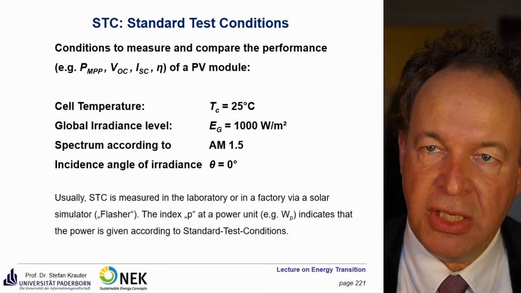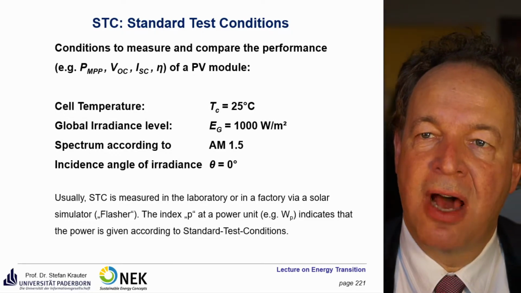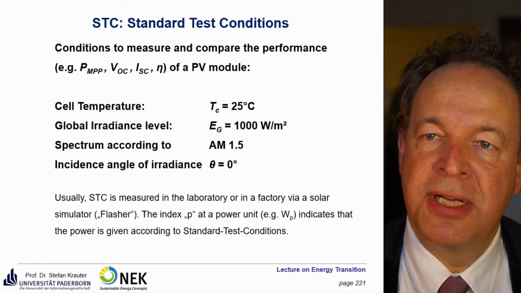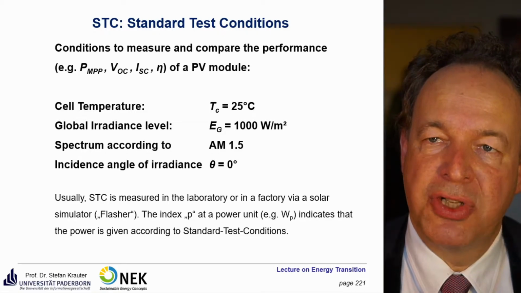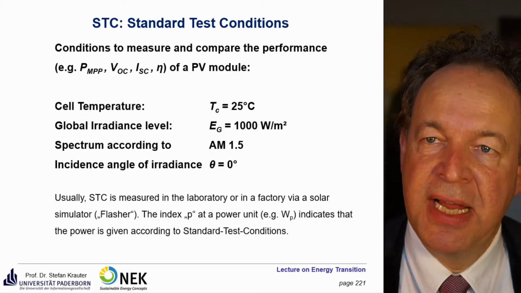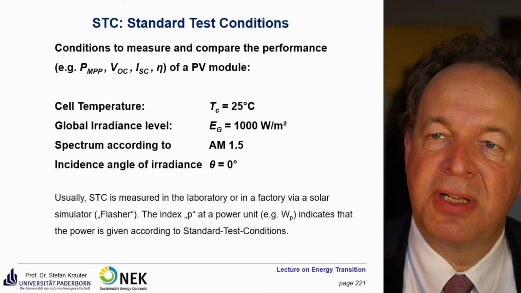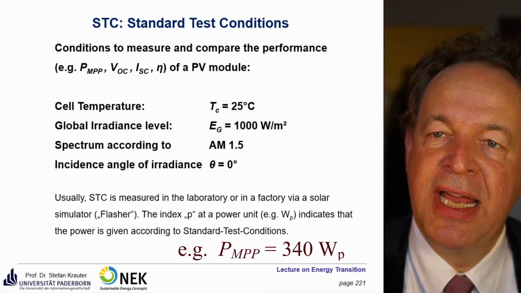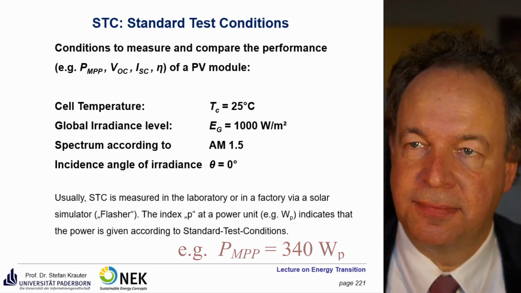the modules. Usually those values are measured in a laboratory or in a factory by a so-called flasher or solar simulator. The index P at the power, for example, if you have V index P, indicates that the power is given according to the standard test conditions.